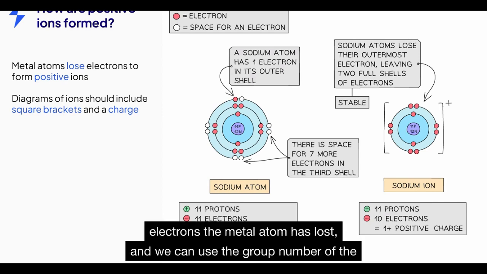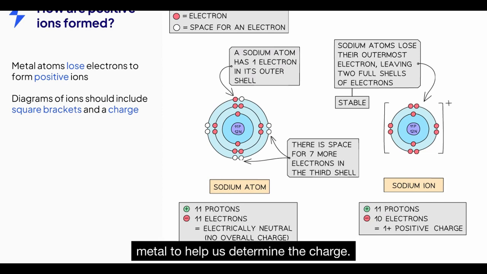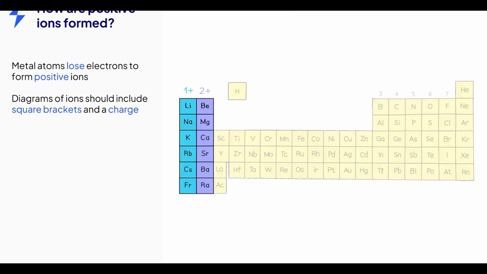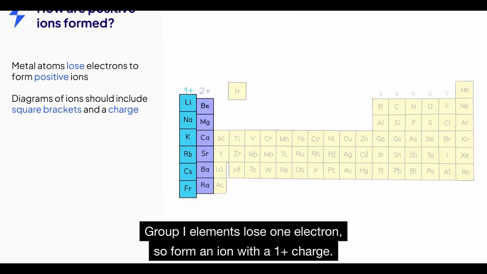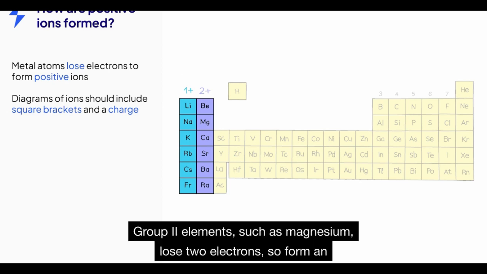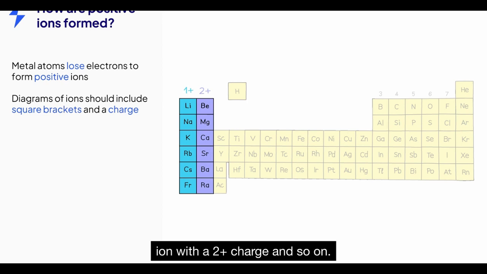When other metal ions are formed, the size of the charge depends on how many electrons the metal atom has lost, and we can use the group number of the metal to help us determine the charge. Group 1 elements lose 1 electron, so form an ion with a 1+ charge. Group 2 elements, such as magnesium, lose 2 electrons, so form an ion with a 2+ charge, and so on.